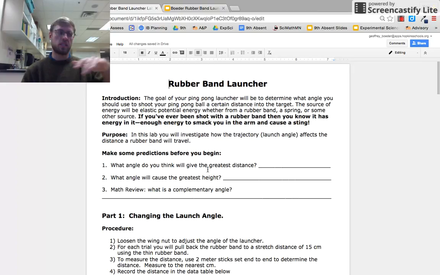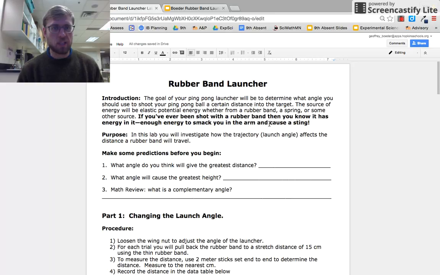So you'll have all this data collected because you'll have all these testing records of your launcher, just like that crane, those testing records and the engineering lab notes. You're going to take those as you build your ping pong ball launcher, and you're going to then be like, oh, okay, the 3 meter mark, got it, Mr. Boder. And then your ping pong ball, bullseye, 3 meters like that. So the goal of your ping pong ball launcher will be to determine what angle you should use to shoot your ping pong ball a certain distance into the target.